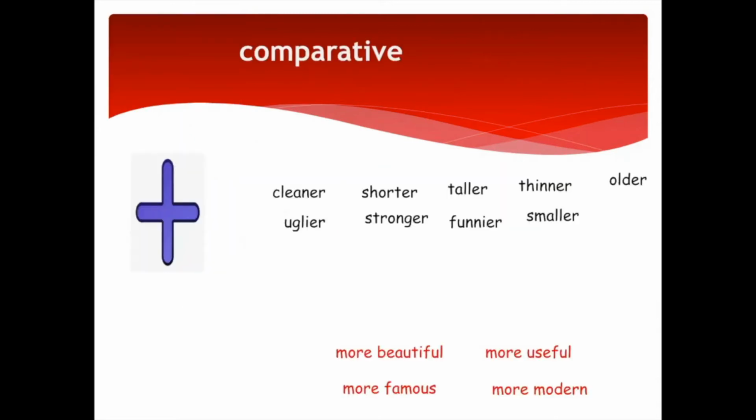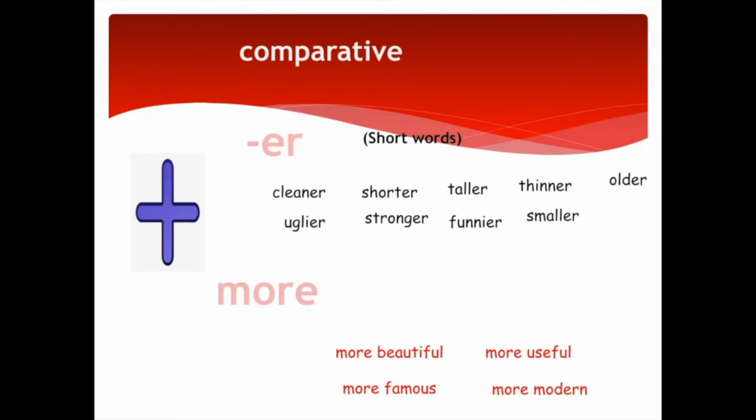Let's see how the comparative degree is formed. We are adding ER to short words like clean. We are adding ER to the end of the word. Examples: cleaner, stronger, taller, thinner, older, uglier, funnier, smaller. By adding ER, we can change the meaning.